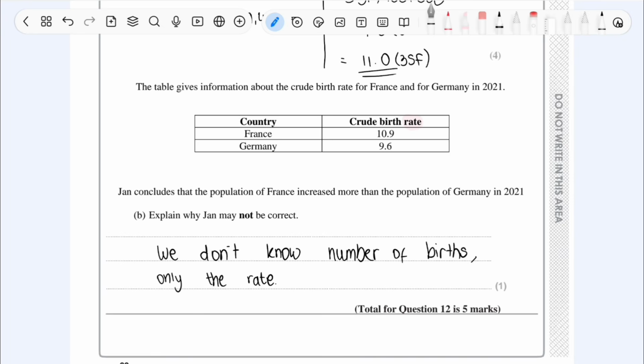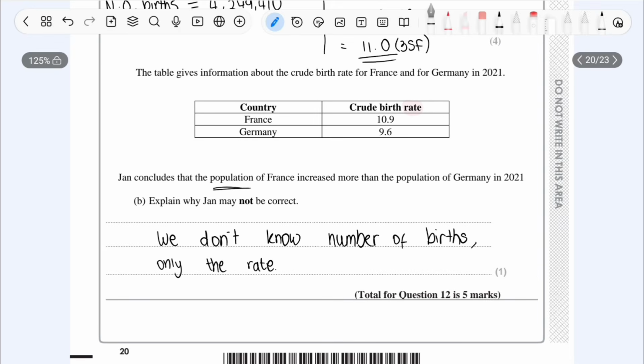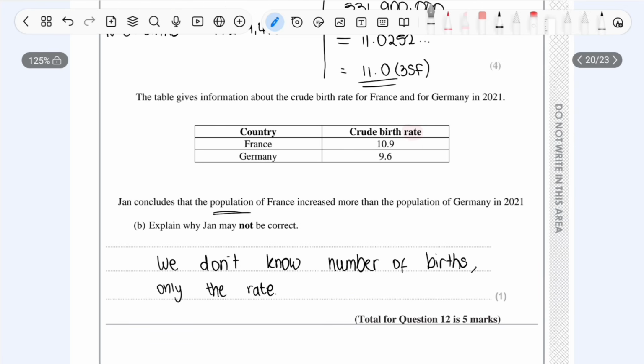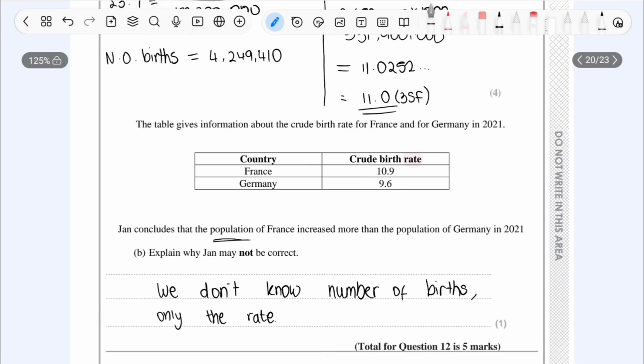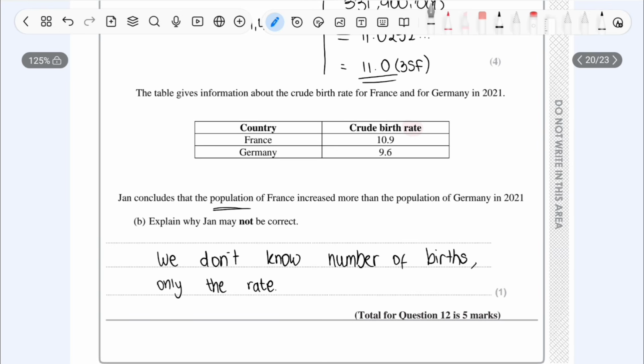Another reason you could put is the death rate. Now, it's just saying that the population of France increased, not the number of births increased. Now, for the number of births, you'd be limited to this one. You don't know the actual number of births, you only know the rate. However, since it's saying the population in general, frankly speaking, people die or are given birth to, and hence we don't know the death rate, so more people could be dying in France compared to Germany. Then we can conclude that the population might not increase in France as much as Germany. So you could also put the death rate about that.